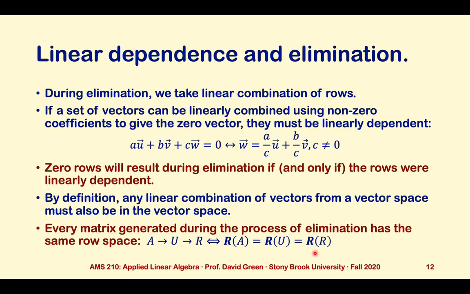Now, during elimination, forward elimination, back substitution, really all of the processes of Gaussian elimination, what we fundamentally are doing is taking linear combinations of rows. We're adding a scalar multiple of one row to another, subtracting a scalar multiple of one row from another, multiplying a row by a scalar. These are all acts of taking linear combinations. Right? So elimination is a process of taking linear combinations of the rows of a matrix.